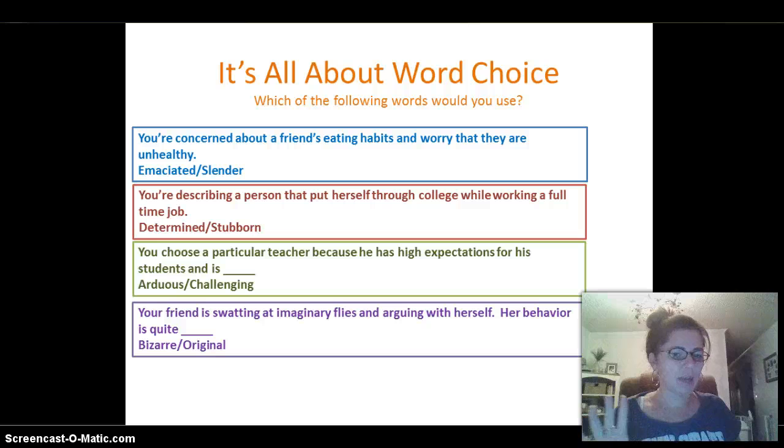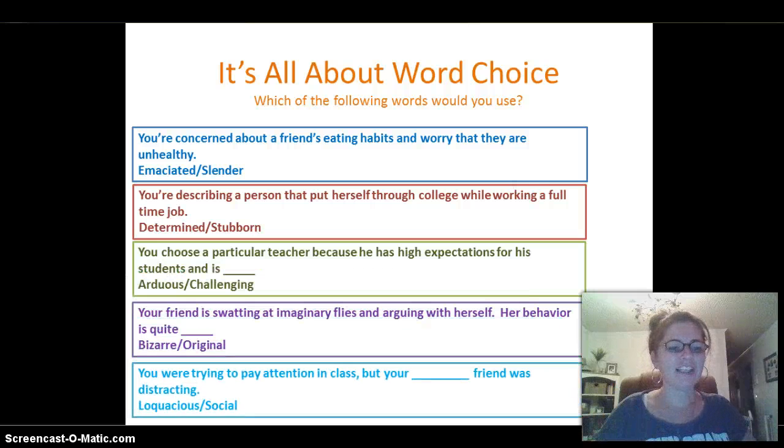Your friend is swatting at imaginary flies and arguing with herself. Is her behavior bizarre or original? It depends on how you feel about this behavior. Is it truly bizarre, which is a little negative, or is it just original and you're like, oh, that's cute, that's original? Depends. And finally, you were trying to pay attention in class, but your blank friend was distracting. Would you say loquacious or social? If you said social, that would be more positive, like, oh, he's so social. He just wants to talk to me. But if you said, you are so loquacious, you're clearly aggravated by all the chattiness.